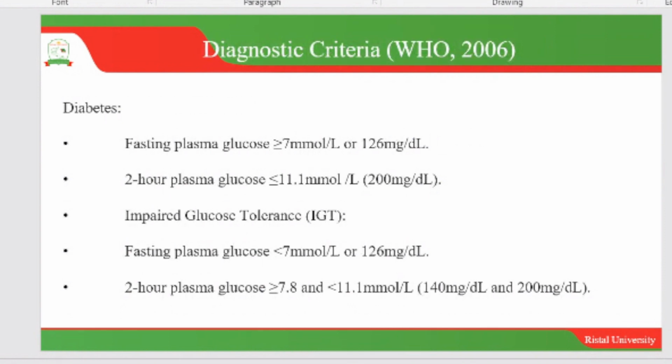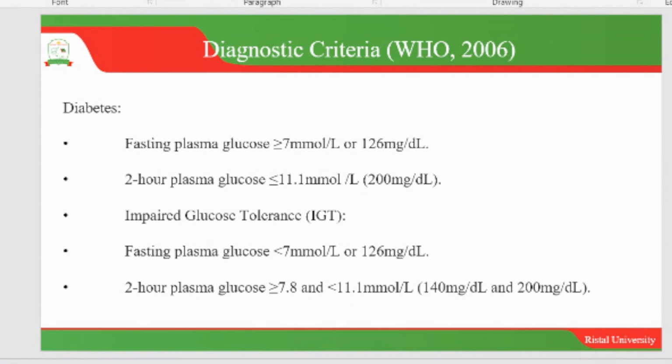So which criteria do we use? According to WHO 2006, for diabetes, we follow these criteria before we diagnose someone as having diabetes. Fasting plasma sugar of greater than or equal to 7 millimoles per liter or 126 milligrams per deciliter. Then 2-hour plasma glucose, which is greater than or equal to 11.1 millimoles per liter, in brackets 200 milligrams per deciliter.